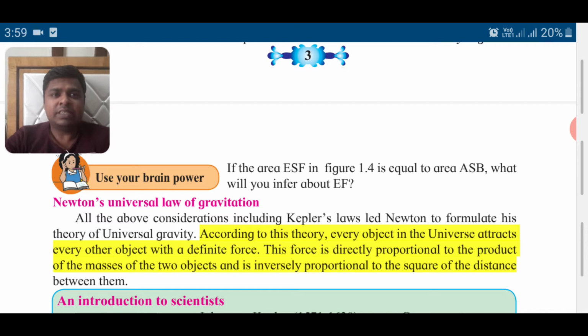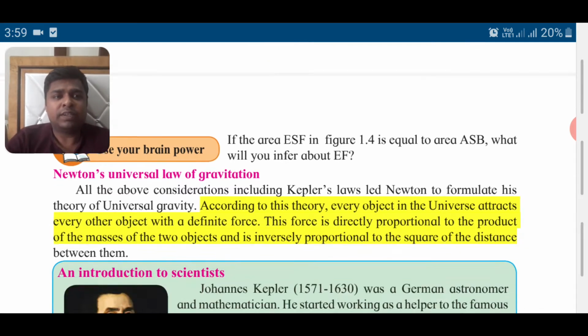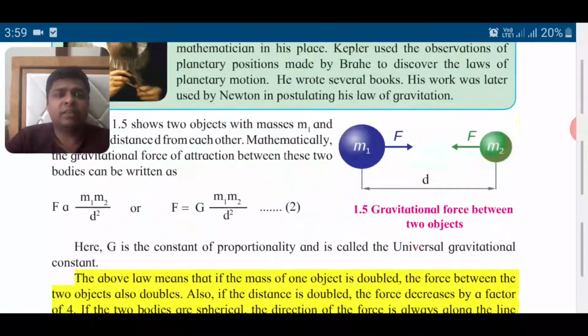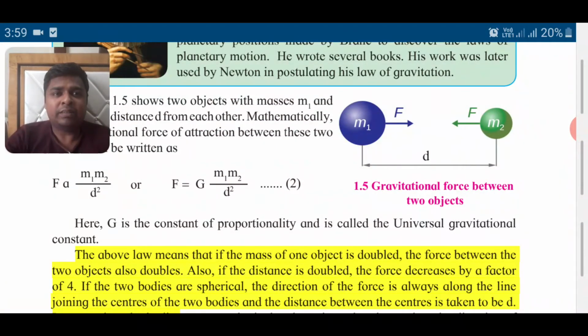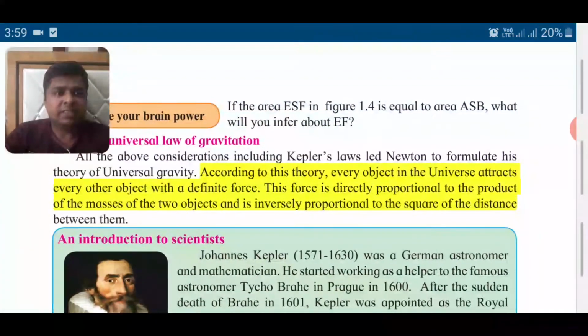So last time we saw Newton's universal law of gravity. It is called universal because it is applicable to all objects in the universe. Now you have seen the mathematical statement F = G m1 m2 / d², and this is the law which I have marked, highlighted.